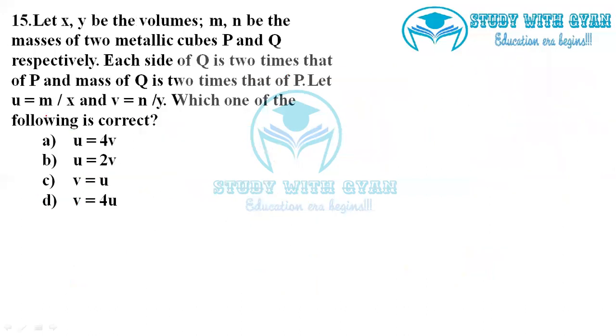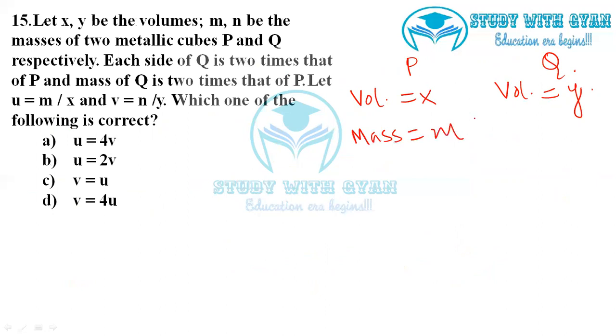After this, let x, y be the volumes, and m, n be the masses of two metallic cubes P and Q. So you can simply write the P and Q parts here. The volume for P equals x, and the volume for Q equals y. And the mass for P equals m, and the mass for Q equals n. Each side of Q is 2 times that of P. So suppose the side of P is a, then the side of Q will be twice of P, that means 2a. Okay, fine.